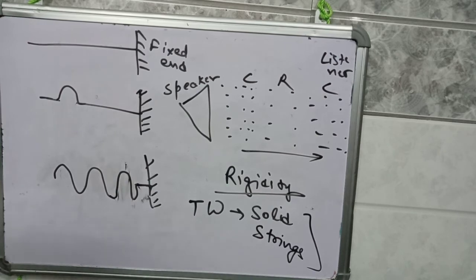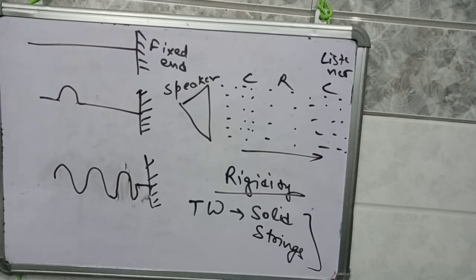don't have rigidity. They do not have that elastic force to transform their shape and come back to the original shape. So a transverse wave can travel through a solid medium and a string medium.